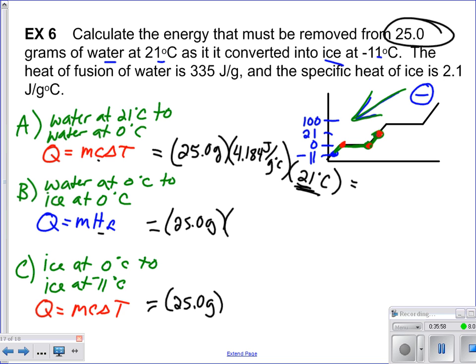We've got our MH sub F. So H sub F for H2O is what, 335 joules per gram? We'll come up with a value. And last one, we've got MC delta T. This is for our ice. So our C, specific heat of ice, what do you see?